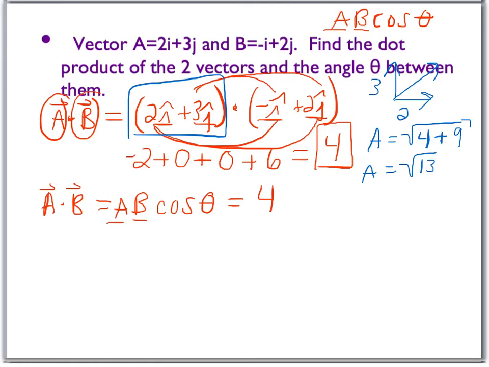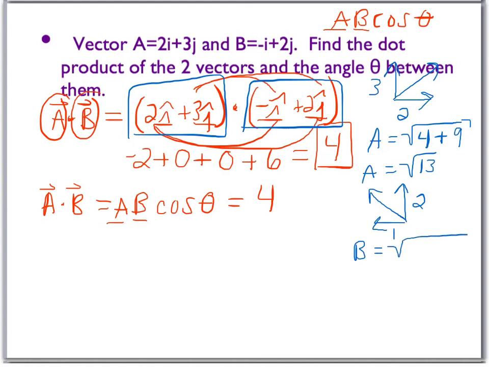Now the magnitude of the B vector. B is going to be a vector that goes in the negative i hat direction for a magnitude of 1, and the j hat direction for a magnitude of 2. So the magnitude of this resultant vector, again using the Pythagorean theorem, would be the square root of 1 squared plus 2 squared. So B is now equal to the square root of 5.